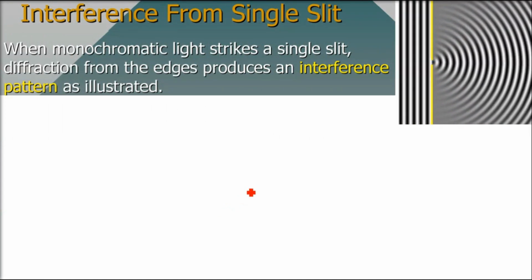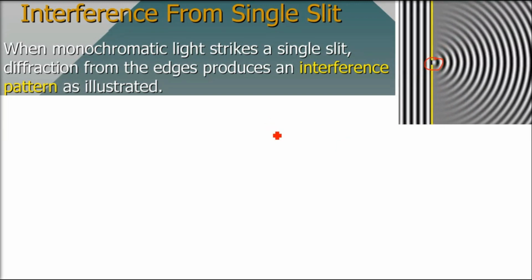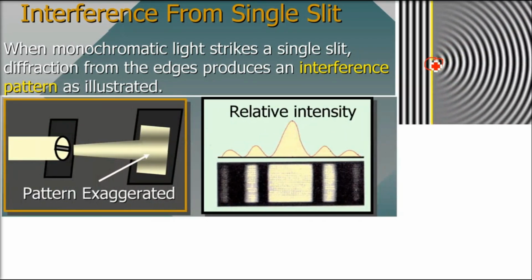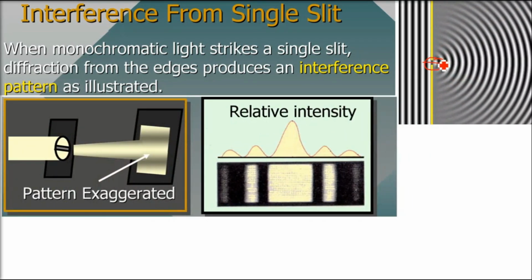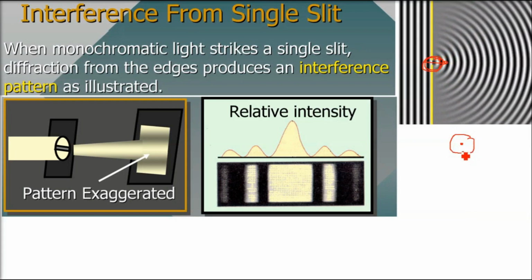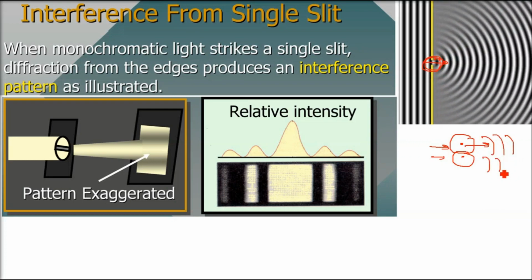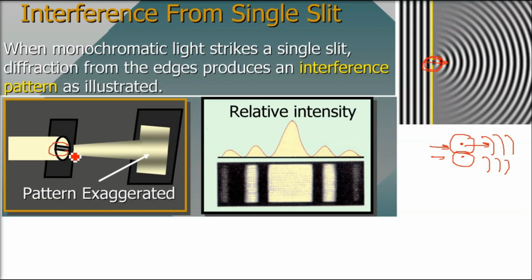How about interference from single slit? So when we have a single slit and a monochromatic light is striking through the single slit, the diffraction from the edges produces an interference pattern. What you see here is an interference pattern. Huygens principle says every point is a source and the direction is omni, like a sphere. But because the energy is moving on one side, that is why we see this round shape.